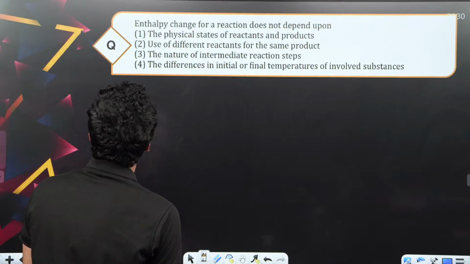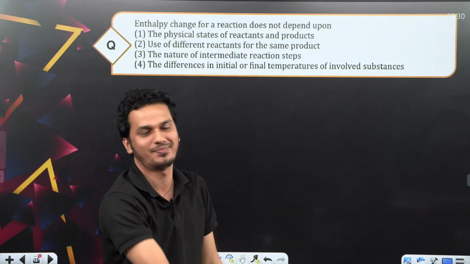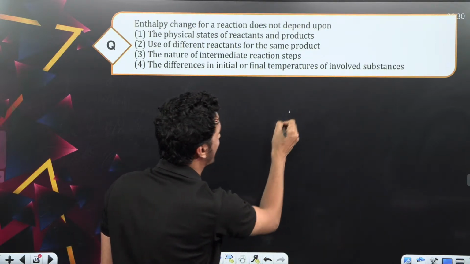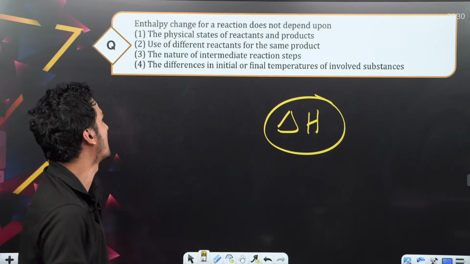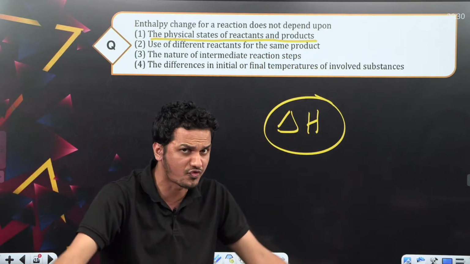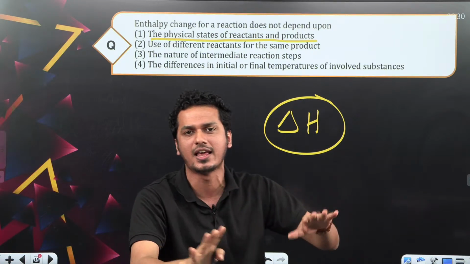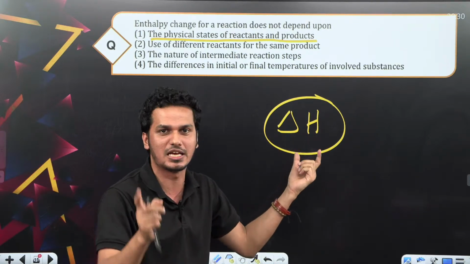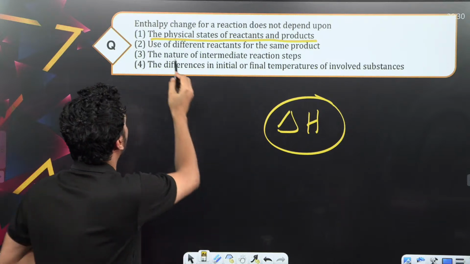Enthalpy change for a reaction does not depend on what? Listen to me carefully, guys. Enthalpy change is delta H. It does not depend on... that's the question. What about the first one? The physical states of reactants and products. Yes, of course. If it is liquid, gas or solid, according to the state, the enthalpy will change. It's a factor.